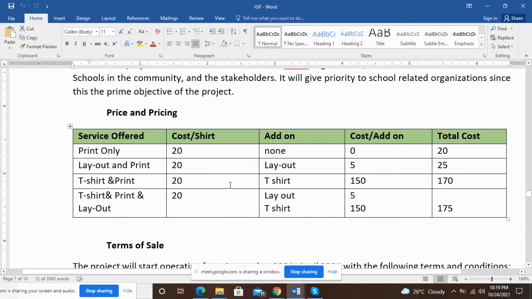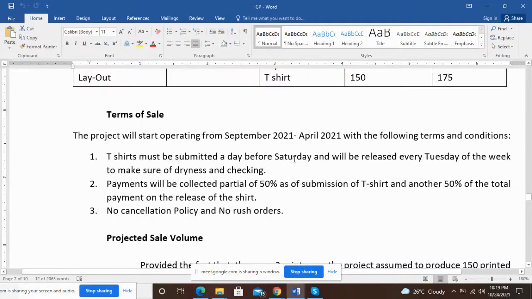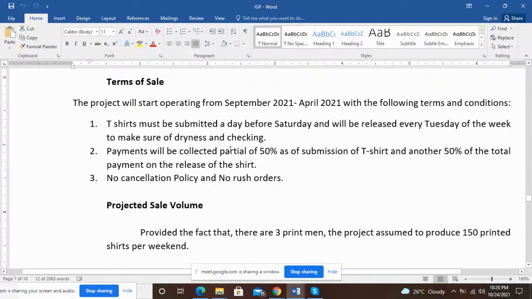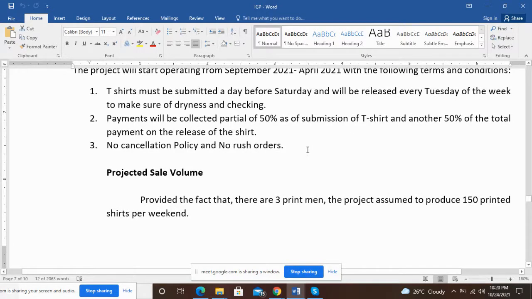Of course, we have terms of sale, so some of your terms and how you're going to sell your product. We have terms and conditions. For example, t-shirts must be submitted a day before Saturday or any. We have payment will be collected partial and 50% after the release of the shirt. We have no cancellation policy and no rush orders. Okay, so those are the terms and conditions. It's also good to include this, especially in this kind of project.